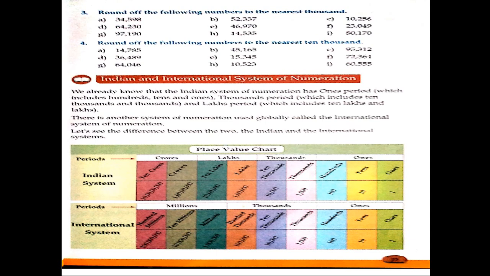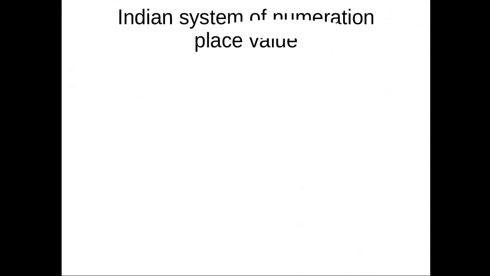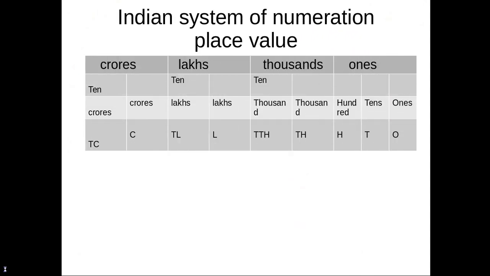Now there is the Indian and international system of numbers. Some place value charts are given. Now see here, this is the Indian system of numeration of place value. See here, crores, lakhs, thousands and ones. Crore is divided in two parts, 10 crores and crores, that means TC and C. Lakh is divided in two parts, that is 10 lakh and lakh, that is TL and L. Thousand is divided in two parts, that means 10,000 and 1000, TTH and TH. Ones is divided into three parts, that is hundreds, tens and ones, that is HTO.